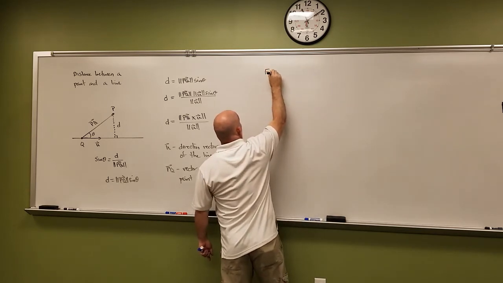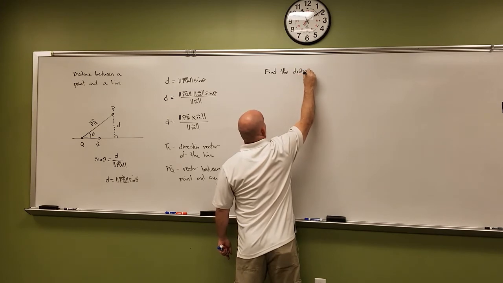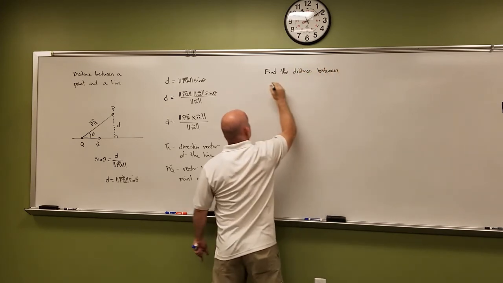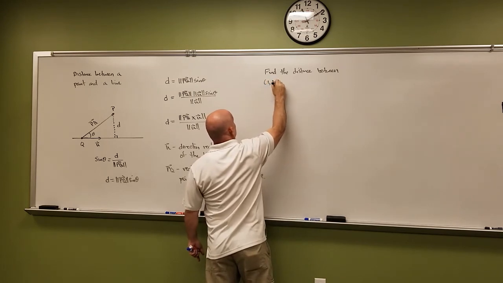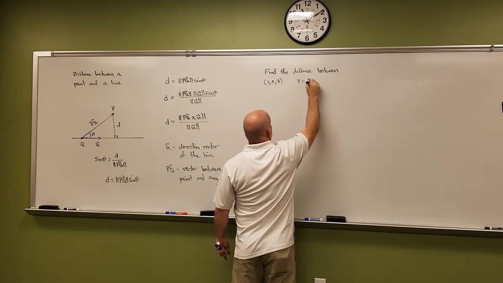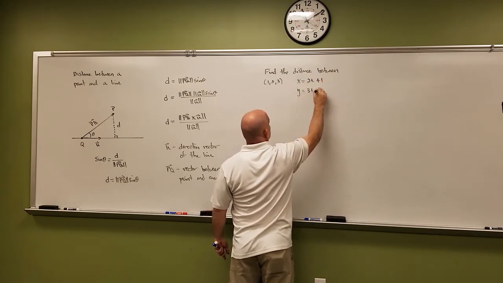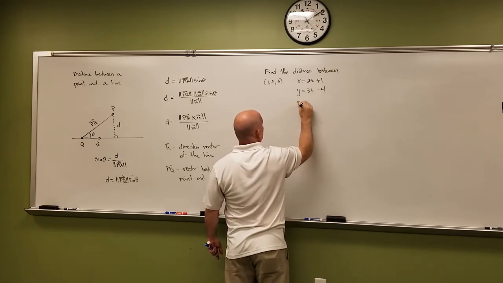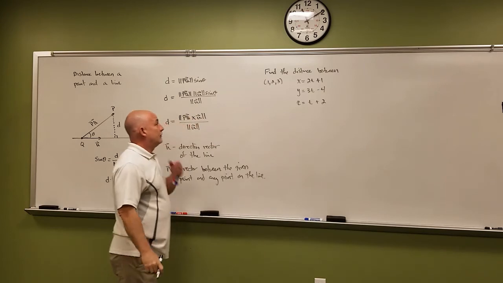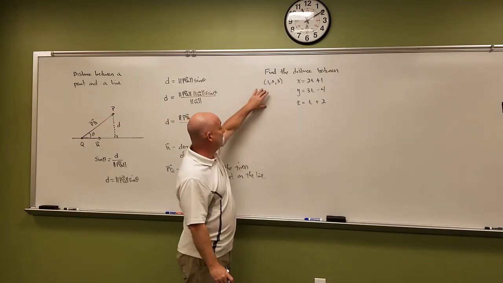So, find the distance between the point 1, 2, 3 and the line with equations 2t plus 1, 3t minus 4, t plus 2. Okay, so here we have a line in space. Here's our parametric form and a point.